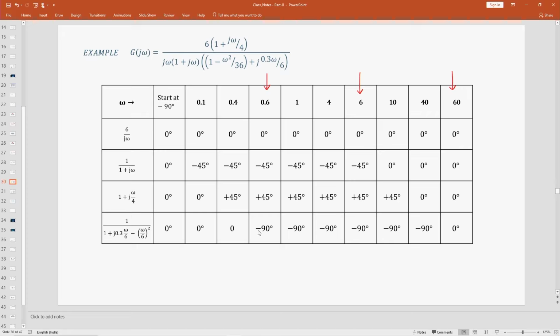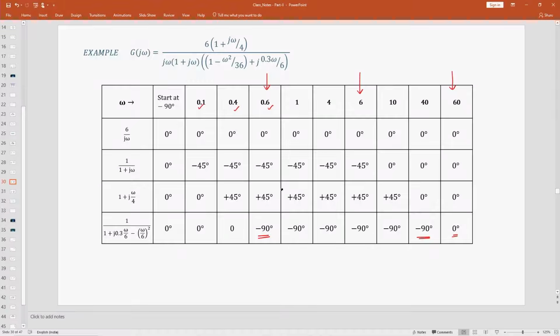So, at 0.6 you start at minus 90 and then you end at 40, because at 60 it will be 0. So, you see this is the reason I am using 0.1, 0.4, 0.6 and all. So, you can make a table and then you have to populate it this way, and you always keep it in the ascending order so that it becomes easier to plot.